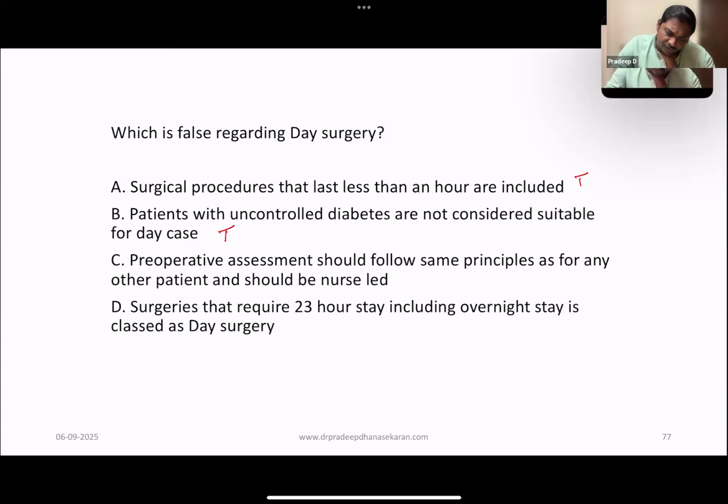Preoperative assessment should follow the same principles as for any other patient and should be nurse-led. That is also a true statement. Surgeries that require 23-hour stay, including overnight stay, is classed as day surgery. That is a false statement. There should not be overnight stay. If at all the stay is happening, it is not a day surgery. Admission and discharge should happen within a day.